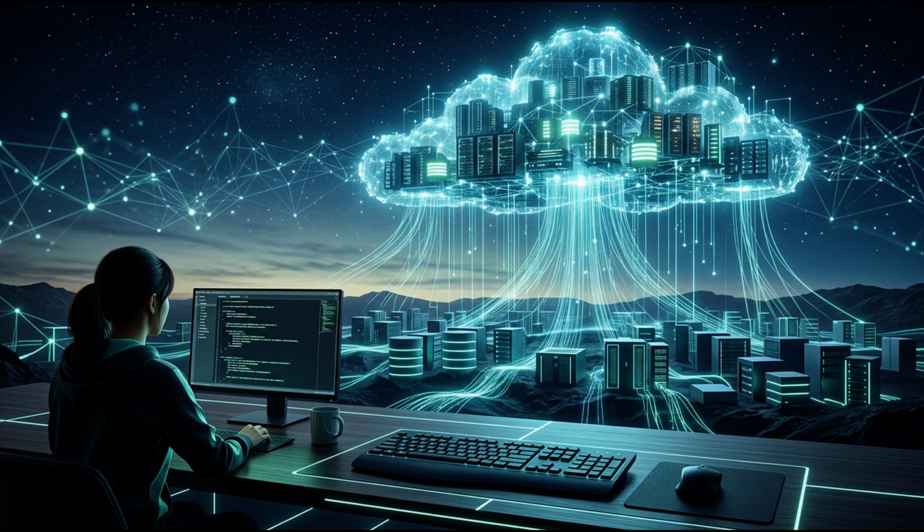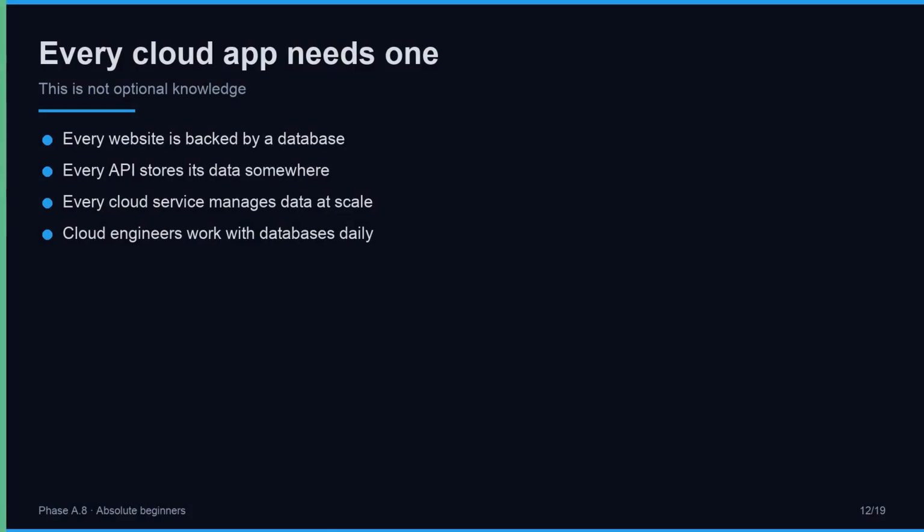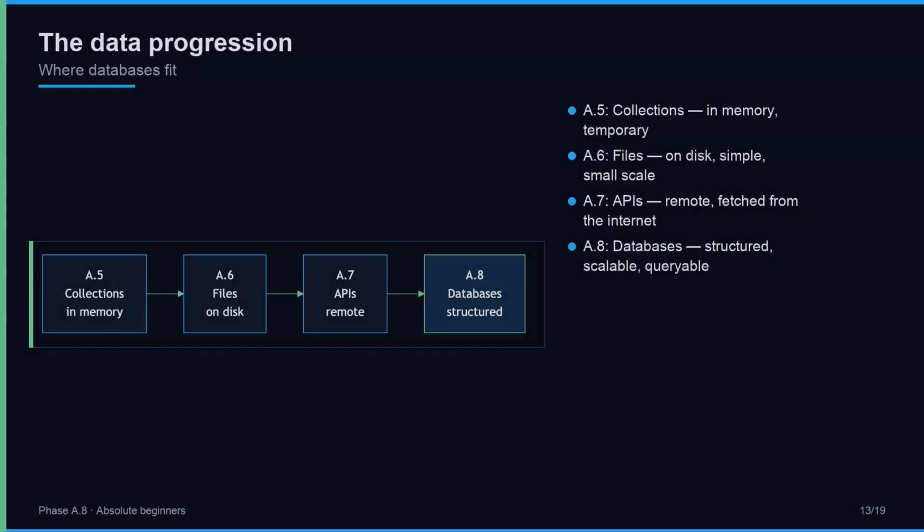Every application you use, every website, every app, every cloud service, is backed by a database. Why am I emphasizing this? Because every cloud application you will ever work with is backed by a database. Every website stores user accounts, content, and transactions in a database. Every API you call is reading from and writing to a database. Every cloud service, Amazon, Google, Microsoft, manages data at enormous scale. As a cloud engineer, you will work with databases daily. Understanding what they are and why they exist is not optional. It is the foundation of your career.